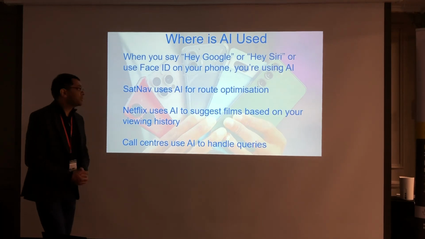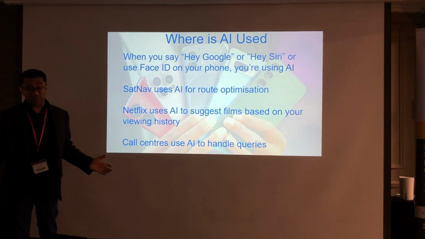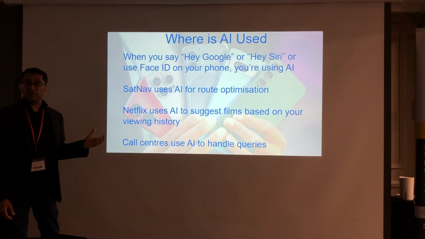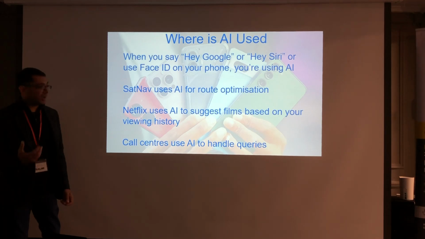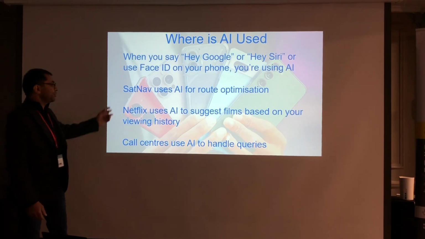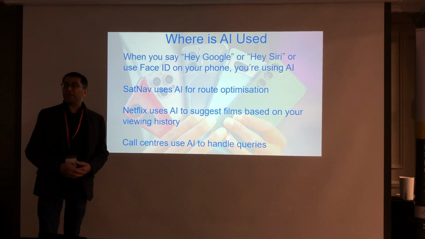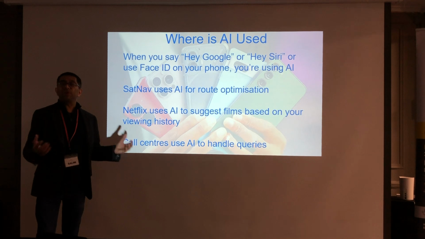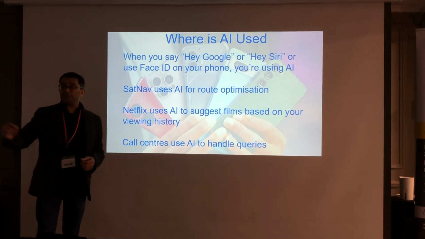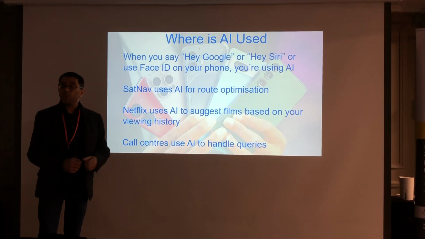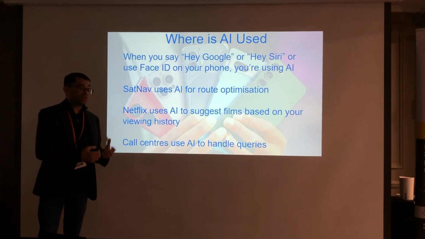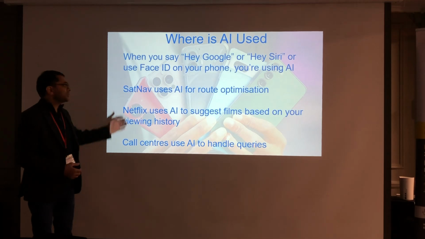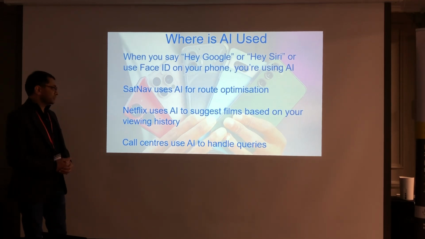And where's AI used? Everywhere, I think, is the real answer to that. When you pick up your phone and you face unlock it, that's AI. When you use Siri or Hey Google, that's AI. If you plot a route from London to Manchester on your sat-nav in your car or on your phone, it uses AI to work out which is the best route. There are lots of routes. There may be one route that's long but has faster roads, one that's shorter but has slower roads, one that's short and fast but has got roadworks. How does it know which one to offer you? So we use AI for making that decision.